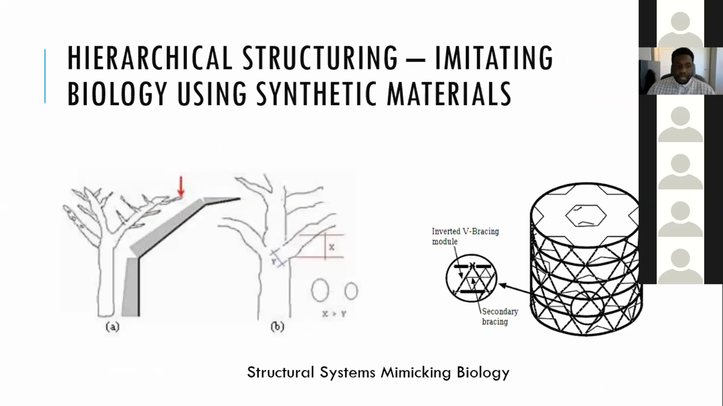Hierarchical structuring can also occur at the macro scale, as many of you know, as seen in these two photos, where the bending moment distribution of a tree branch is shown, as well as the structural system of a frame on the right, also known as a diagrid, where a structural system similar to that of a tree trunk is employed for increased structural integrity.